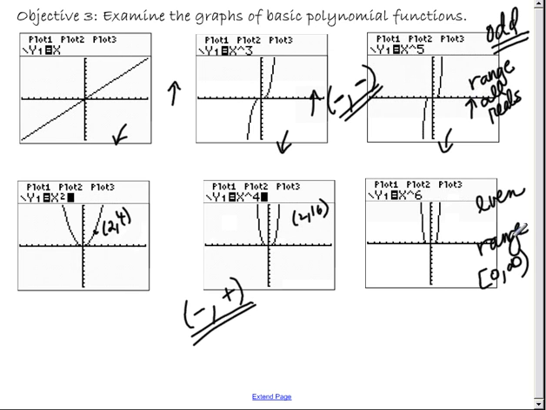What about if it's even and a positive coefficient? It is in the second quadrant and first quadrant, right? So it's up on the left and the right part of the graph.